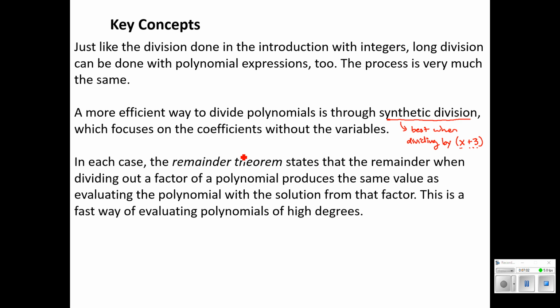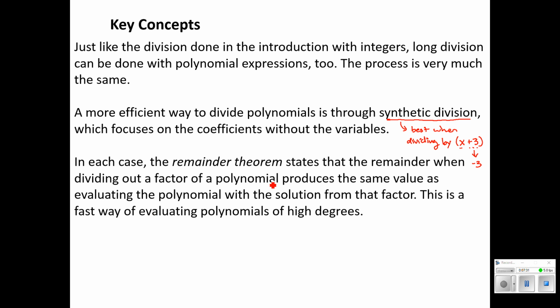Okay, regardless of which division method we choose, the remainder theorem states that the remainder, when dividing out a factor of a polynomial, produces the same value as evaluating the polynomial with the solution from that factor. So in this case, if we were to divide a polynomial by x plus 3, the solution out of that factor is x equals negative 3. Whatever we would get as the remainder is the same thing we would get as if we had plugged in a negative 3 to begin with.